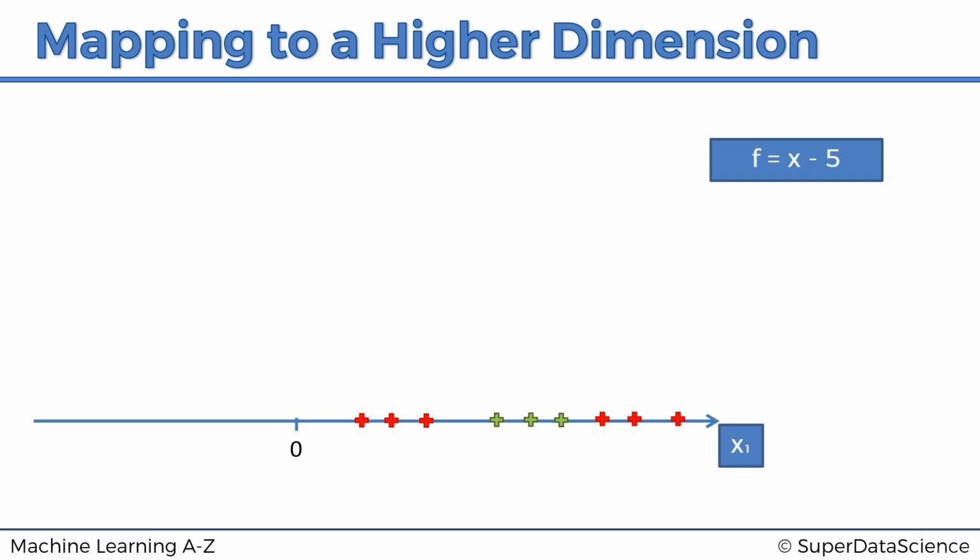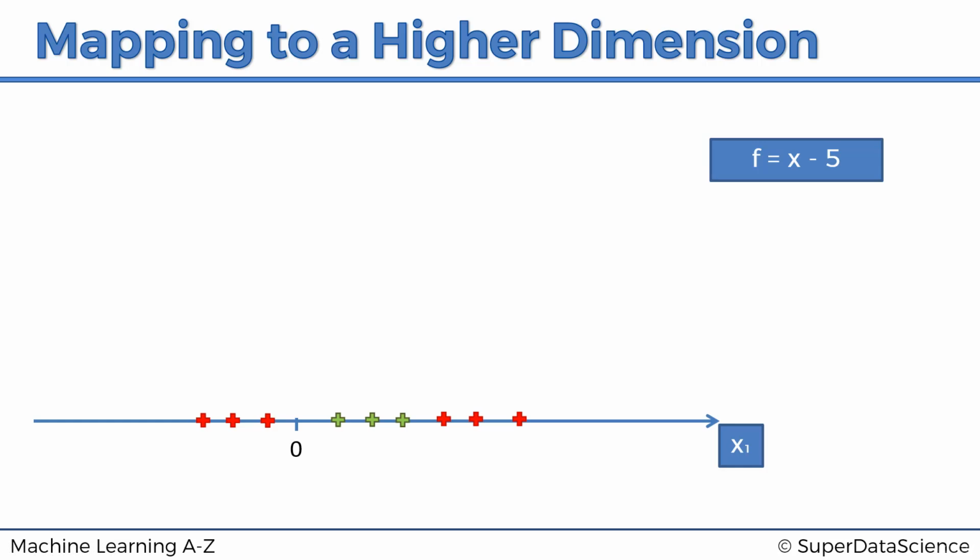The first step will be to go f equals x minus 5, so to subtract 5 from our data set, and what is that going to do? That is going to move everything to the left. So basically now this is what the result looks like. If you subtract 5 from x, these ones will go into negative, these ones will stay in positive.